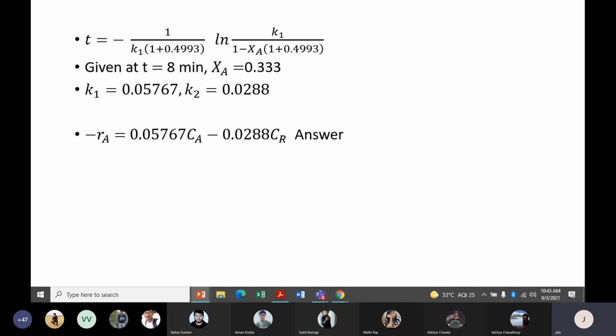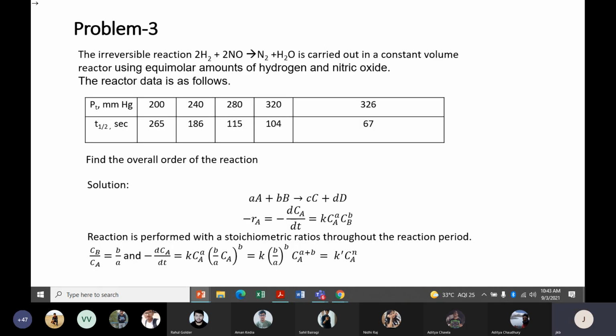So all problems there will be small derivation then substitution. Problem 3, in terms of half-life period. Total pressure variation in terms of half-life period. Write the overall rate model, that is overall order. Yesterday's class I have discussed. If second order kinetics is written in empirical form, two powers are A and B.